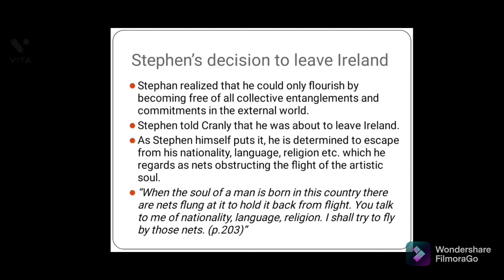Stephen's decision to leave Ireland. Stephen realized that he could only flourish by becoming free of all collective entanglements and commitments in the external world.